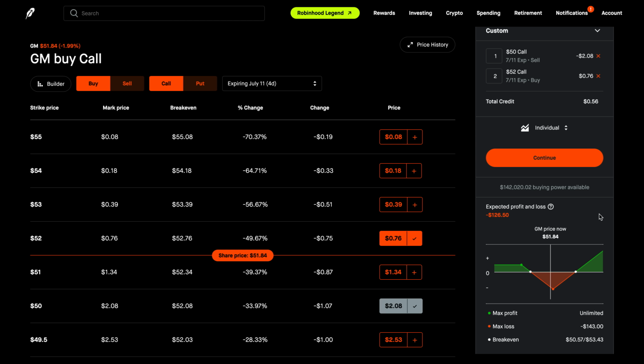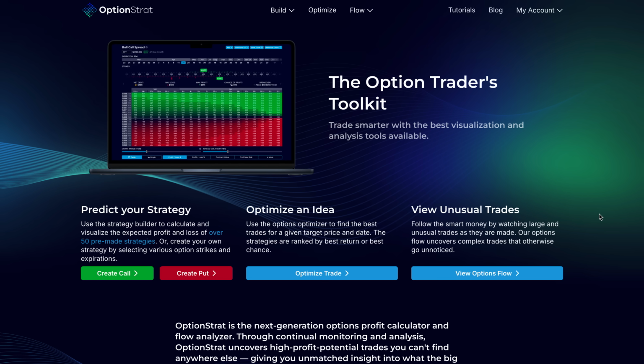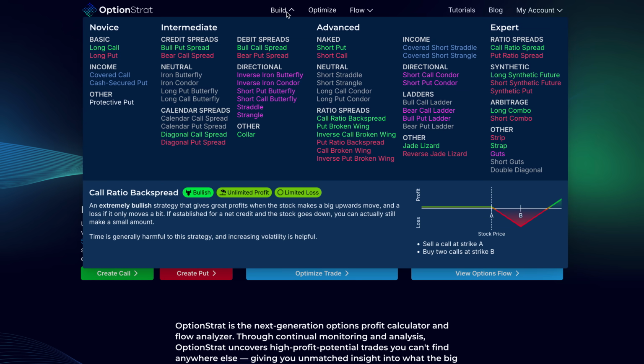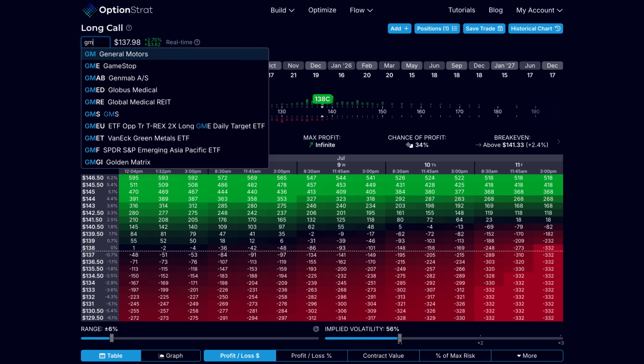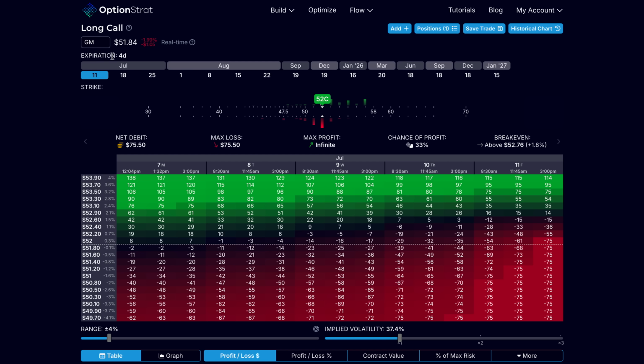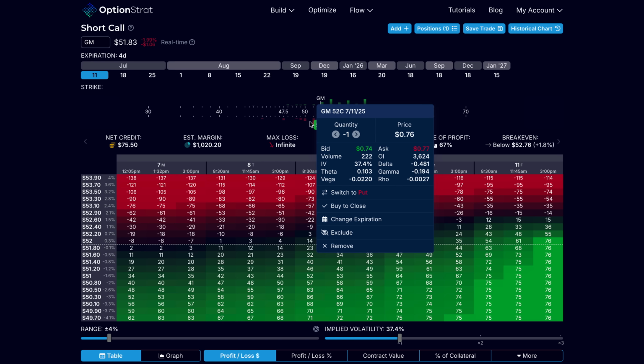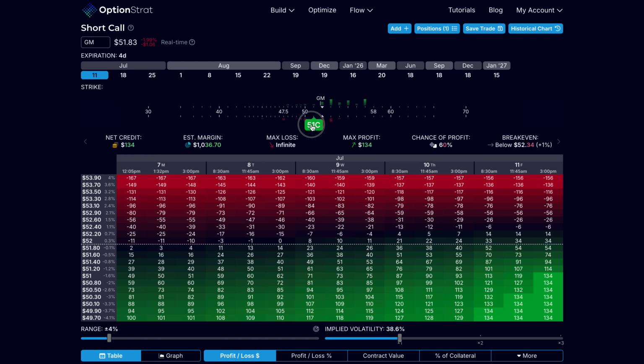So let's go to a new tab here on OptionStrat, and let's go to Build, and let's start with a long call. Let's go over to GM, General Motors. Again, my expiration was July 11th here. So again, we started by saying, if you think the stock goes down in price, what price do you think it will go under? Well, let's say, for this example, I think it'll go under 50. So we started by selling a call with that strike.